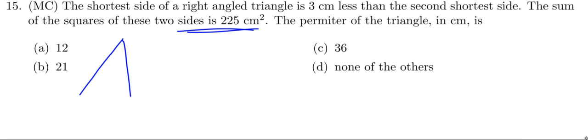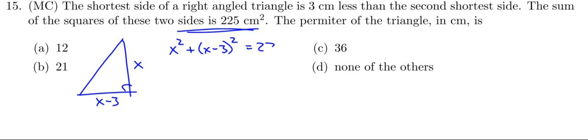So if we just take a quick look at this triangle here, let's say that the bottom one is the shortest side. This side over here would be x. This one over here as the shortest side would be x minus 3. And so what we're telling you is that x squared plus x minus 3 squared, the sum of those two squares, is 225. Basically just the Pythagorean theorem that we're setting up here, but we're giving you what that square of the hypotenuse is.